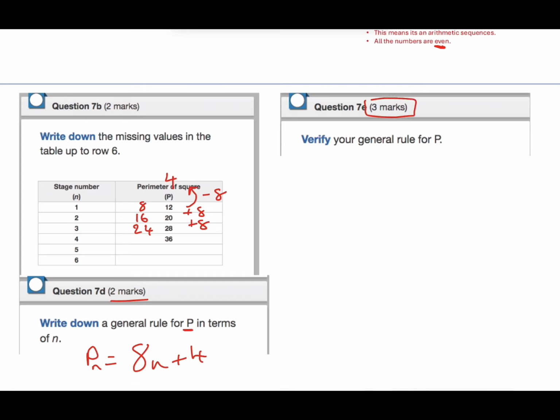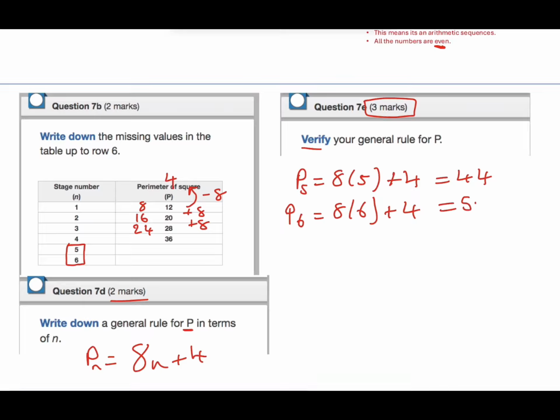The next question that we'll go on to will say, can you verify your rule? When it says verify, it wants you to substitute in what you predicted, so 5 and 6. For this question, I am going to do both of them. If I substitute in 5, 8 times 5 is 40, plus 4 is 44. So this verifies my rule, because it's what I predicted. If I do the same with 6, 8 times 6 plus 4, my answer is 52.